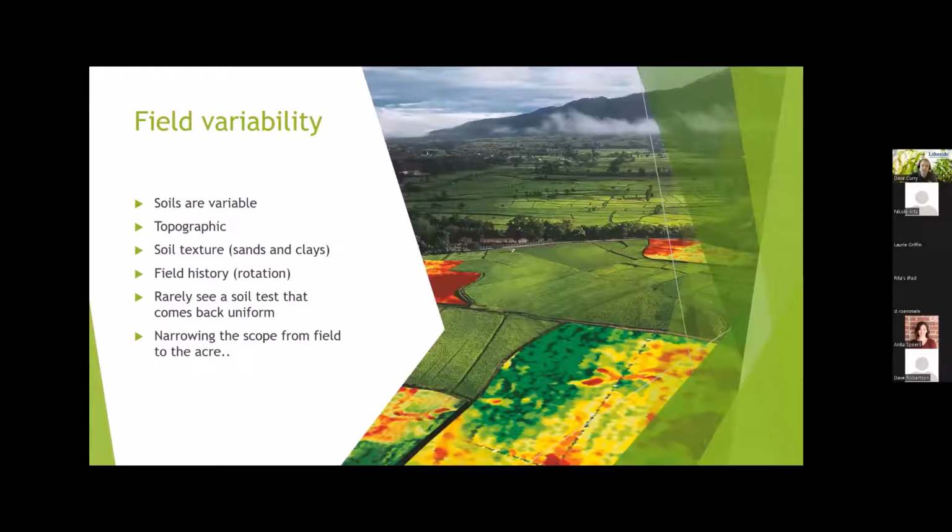So, all fields have variability, whether it's topographic, so highs and lows in the fields, or soil textures. I've seen fields with sands, clays, and mucks all in the same field. It could also be field history that's adding to variability. So that could be rotation, could be a former pasture that's been incorporated into the main field, fence rows that have been cleaned up, and joining of parcels. So, there are lots and lots of things that contribute to variability. And I'd say, when we see soil tests coming back, we rarely see a uniform test across the field. So again, our game plan is to narrow that scope from the field down to the acre.